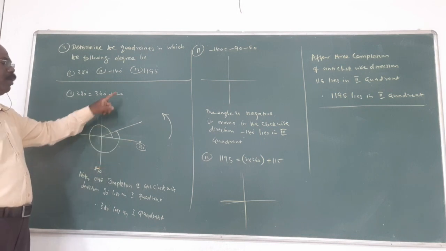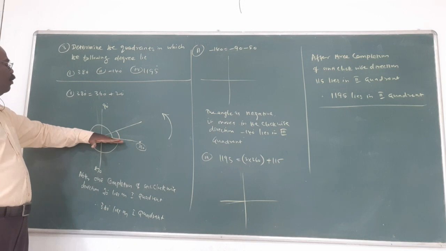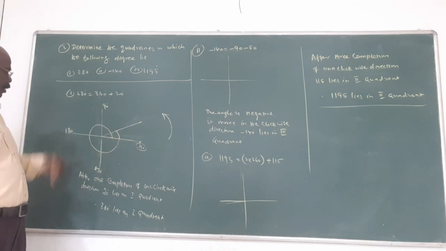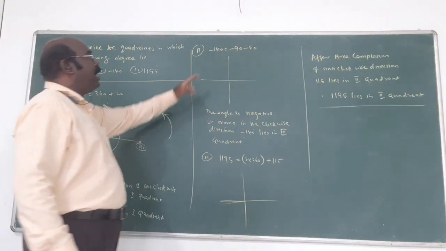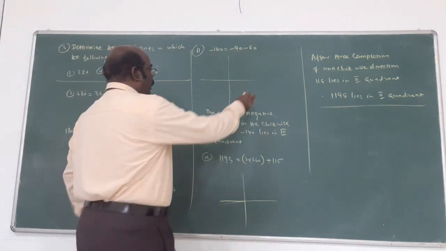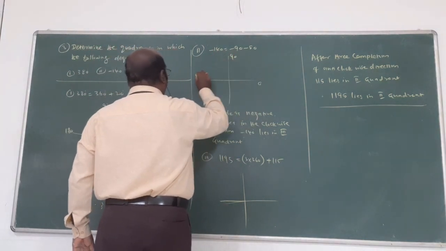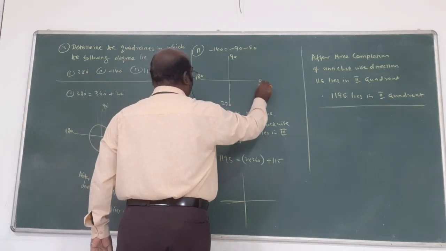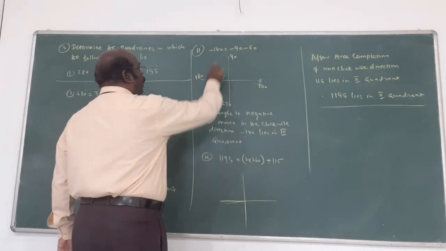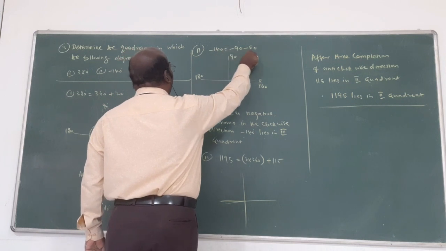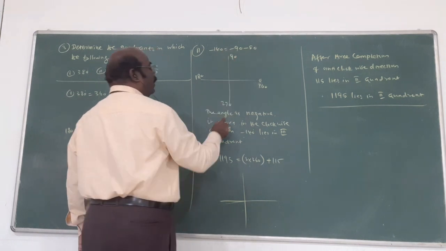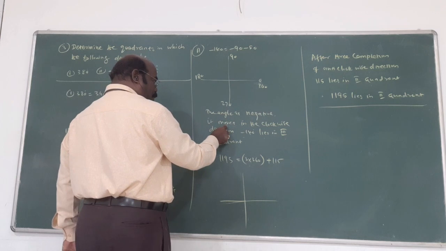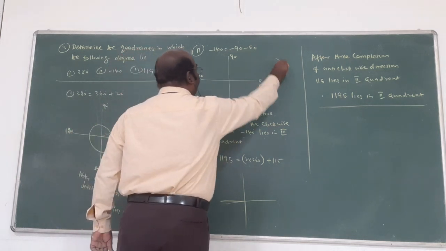After that, 120 is there. From here to here 120 is there. First quadrant. Similarly, minus 140 is there. 0 degree, 90, 180, 270, again 360 here. Okay? In this way. Now minus 140 is minus 90, minus 50. Minus in order, the angle is negative.